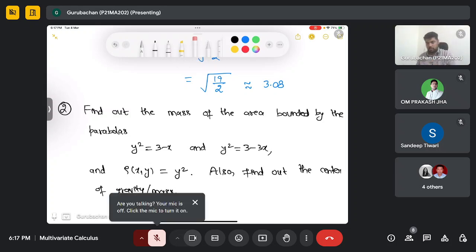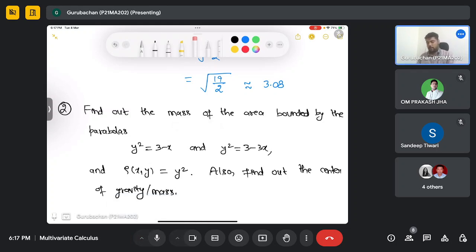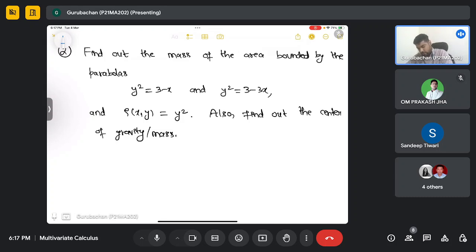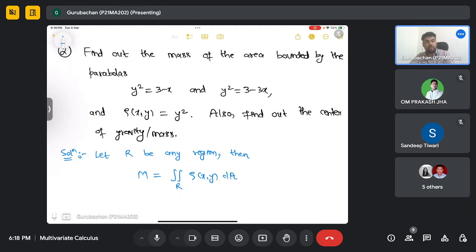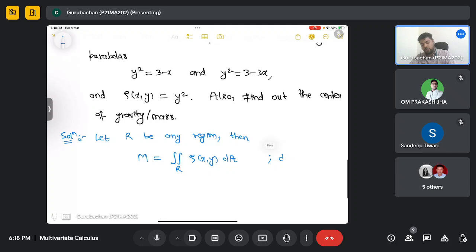So how can we approach this one? I mean, does anyone remember? See, the double integral of rho(x,y) over the given region will give the mass. So let R be any region, then we know the mass is the double integral of this density function dA, where dA is nothing but either dx dy or dy dx.